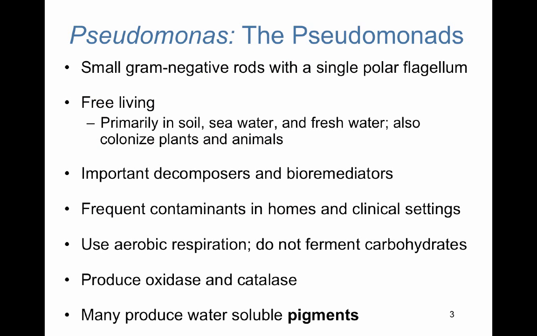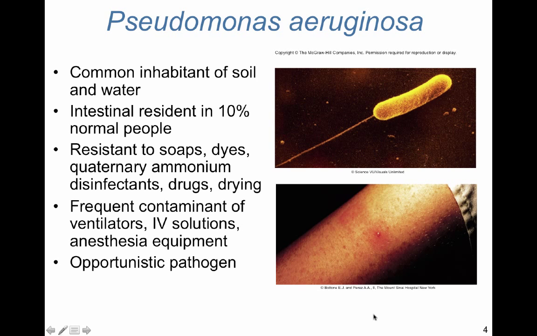So for Pseudomonas, these are generally smaller bacteria with a single polar flagellum. They have been found to possess the ability to break down, for example, a toxic oil spill, so they have bioremediator potential. And it seems that they are frequent contaminants in homes and also in the hospital environment. And classically, one of their characteristics here is they have the potential to produce water-soluble pigment. So this pyocyanin is one pigment that they can produce.